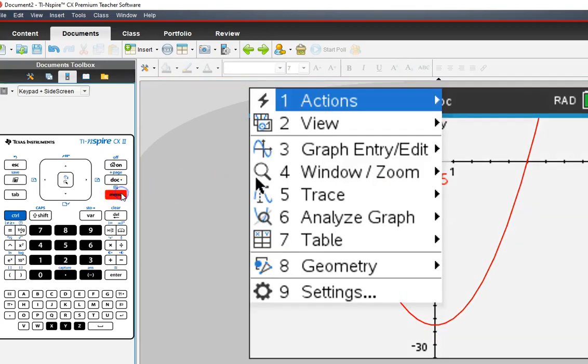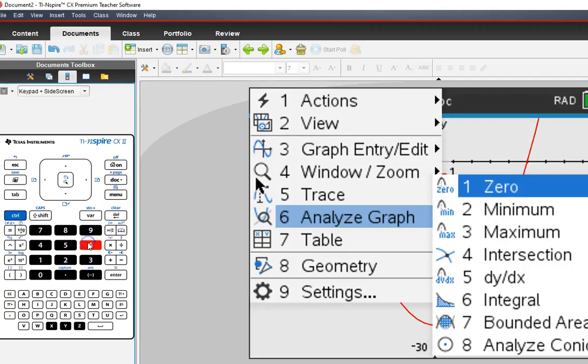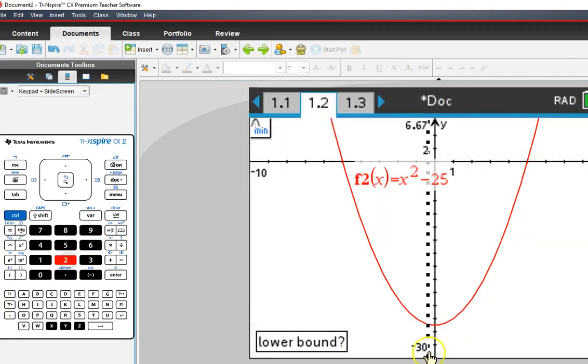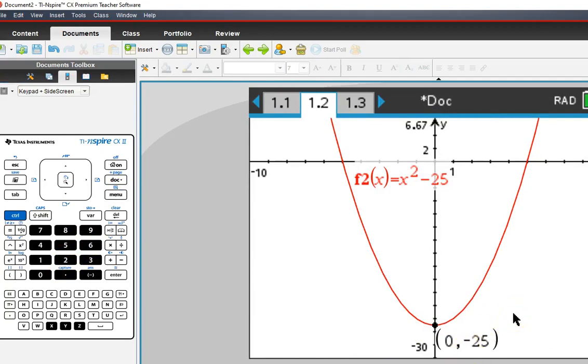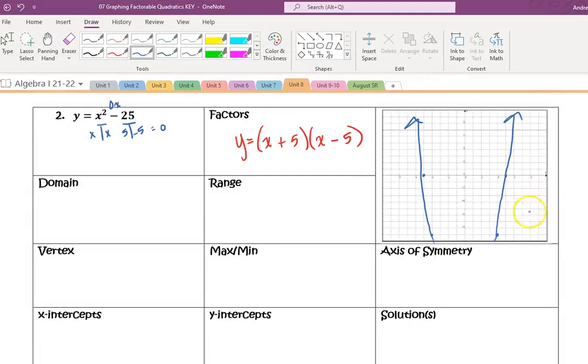So I'm going to go Menu and Analyze, and here is a min, and I click and drag, and I got (0, -25). Now I can't actually graph this, but to help me out on here, I'm going to put, we have a min at (0, -25). That means the vertex is (0, -25), and it's going to be somewhere down here.